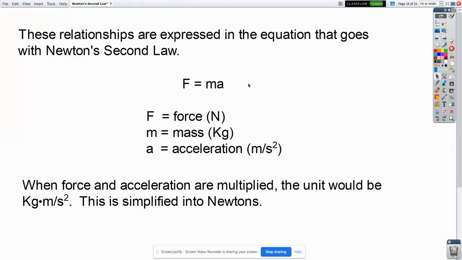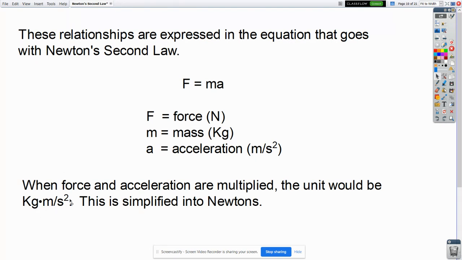Those relationships are expressed in the equation F equals m times a, or the force applied is equal to the mass of the object times its acceleration. Force equals mass times acceleration, F equals ma. Force is measured in a unit called newtons, named after Isaac Newton. It is what we call a derived unit, a kilogram meter per second squared. That's what force really is.